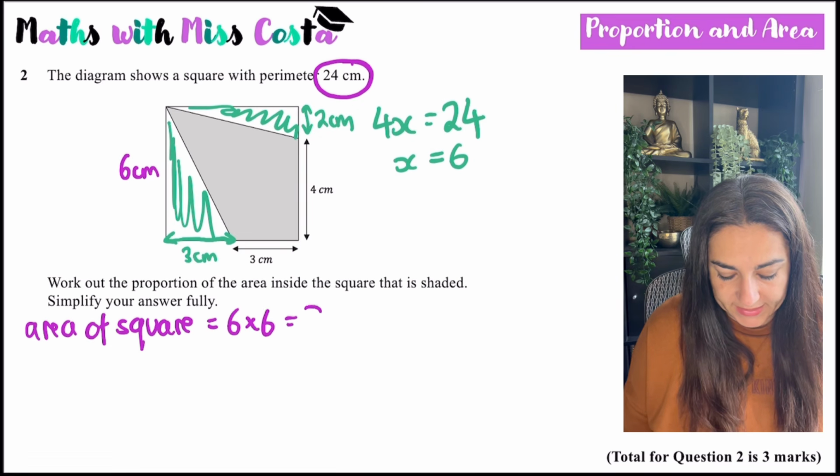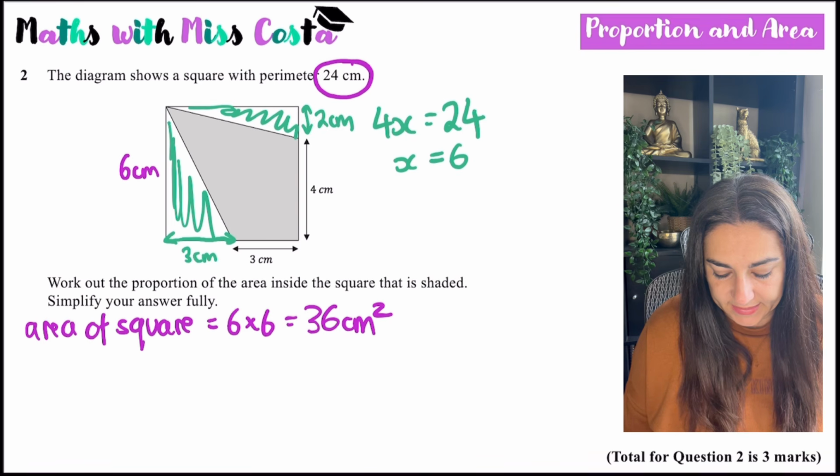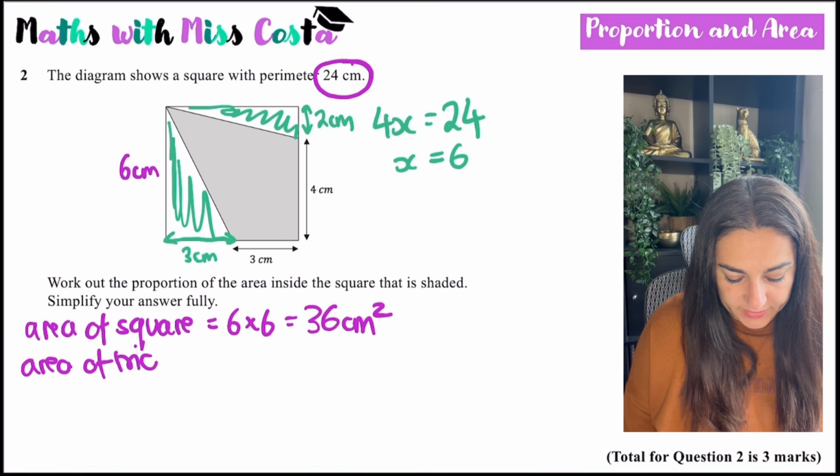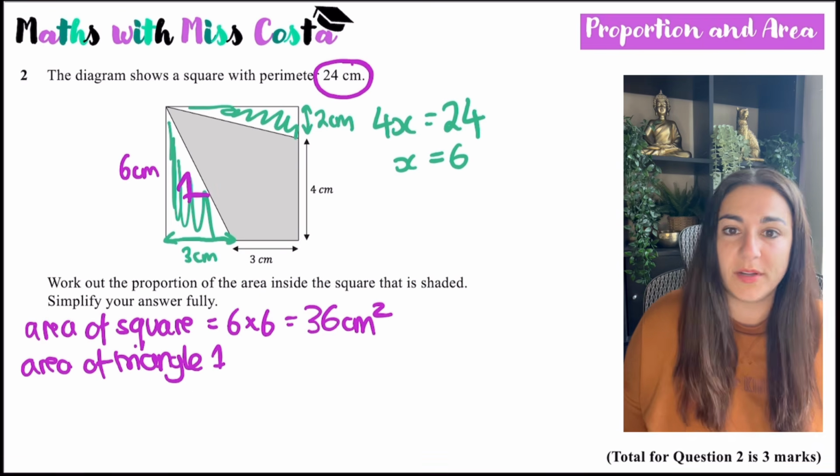So 6 times 6 is 36 centimeters squared. Next, we've got triangle 1. It doesn't really matter which one's which. I'm just going to call this triangle 1.